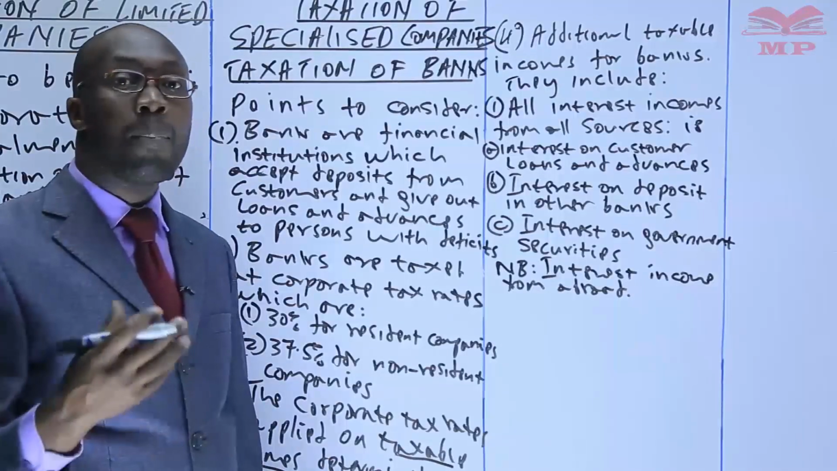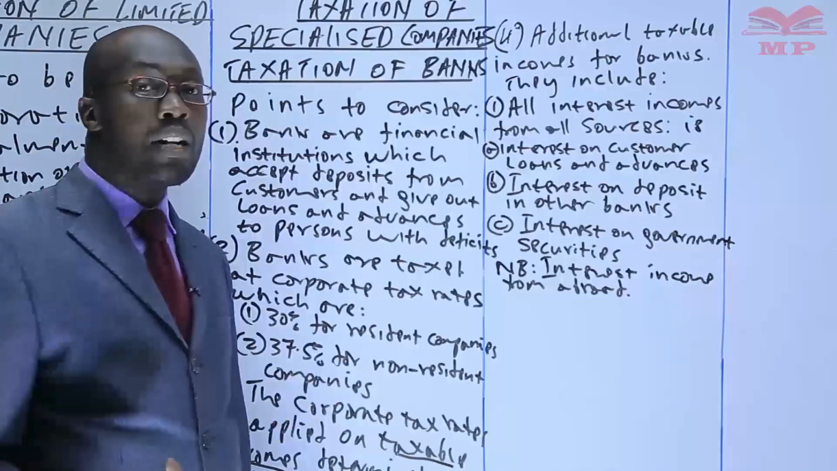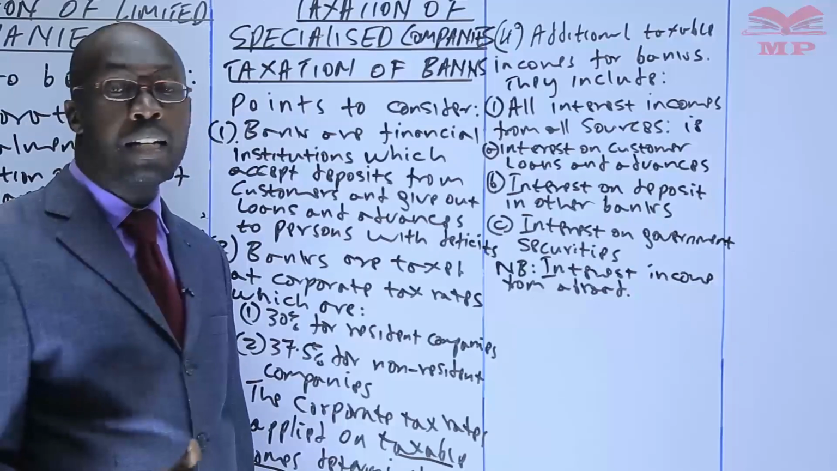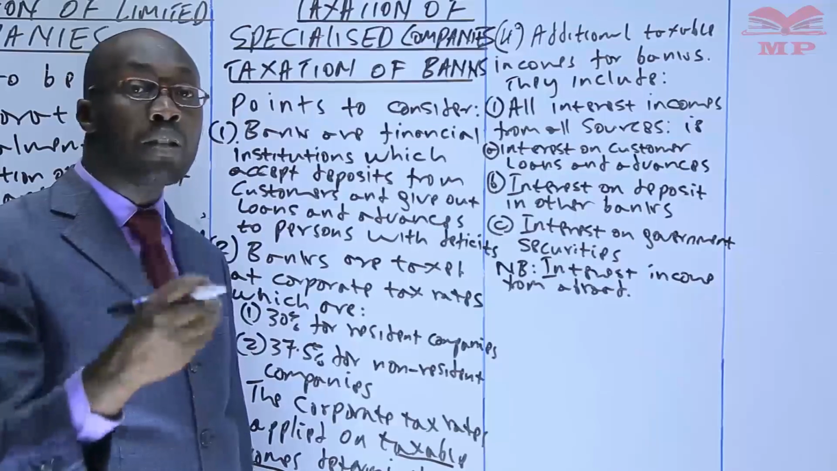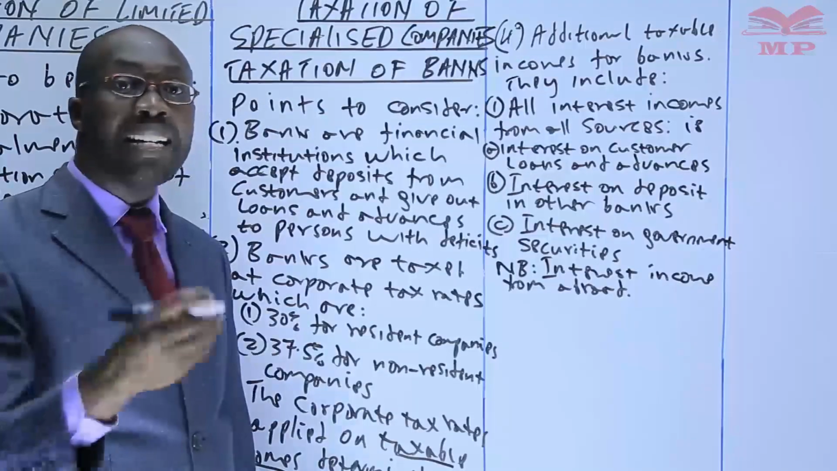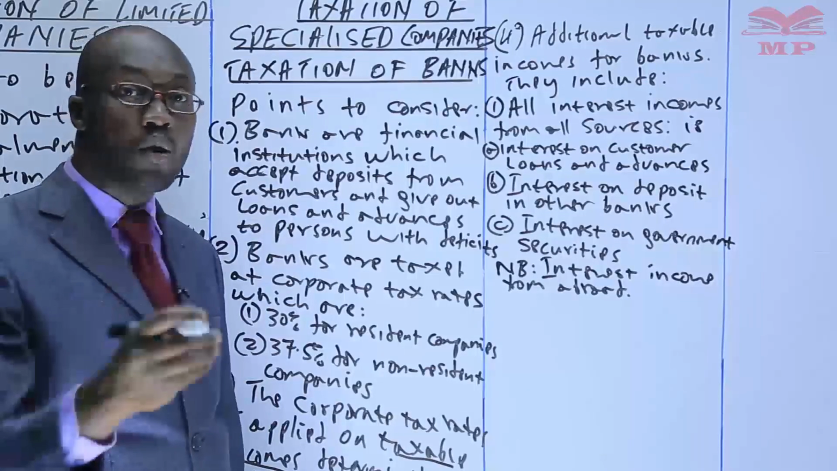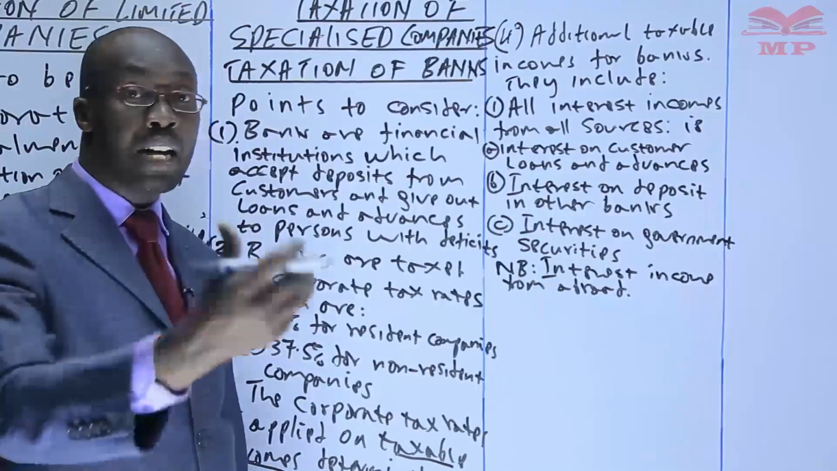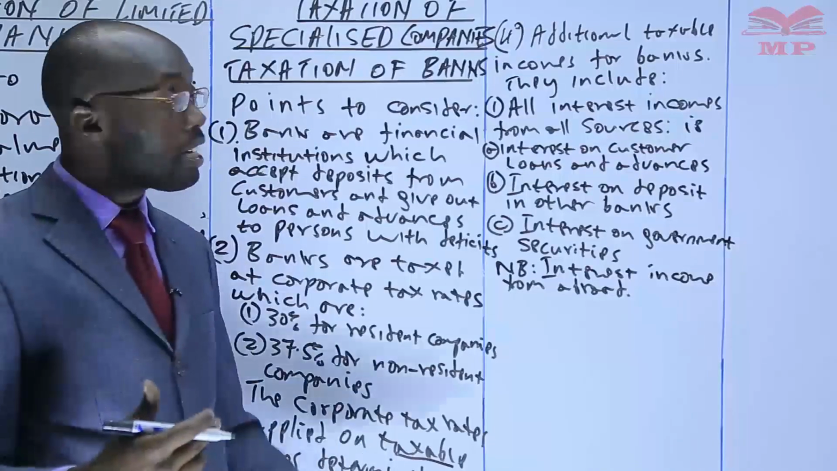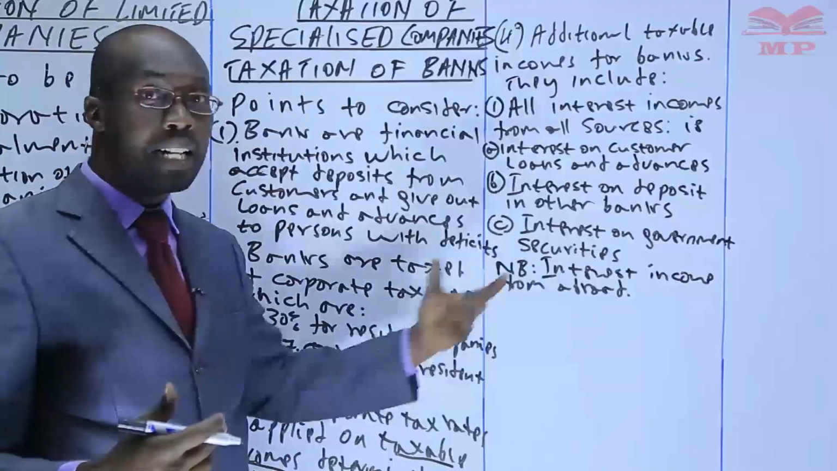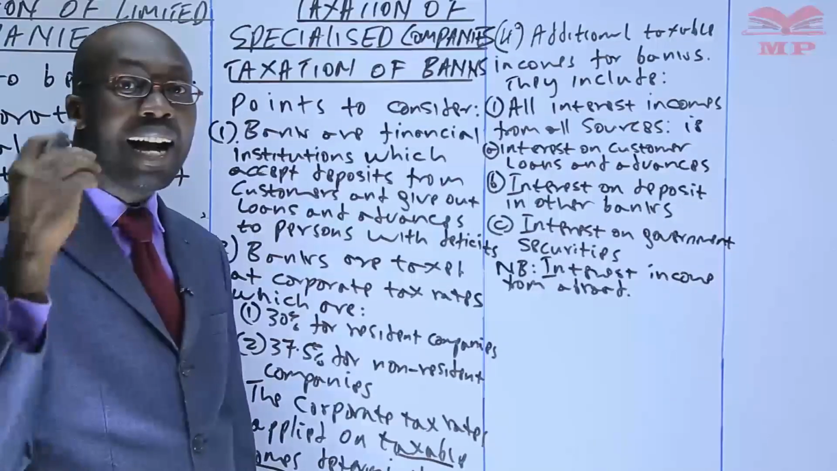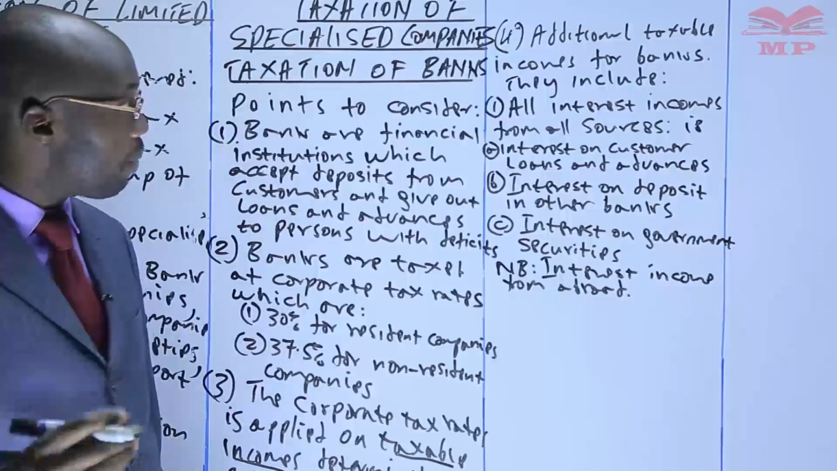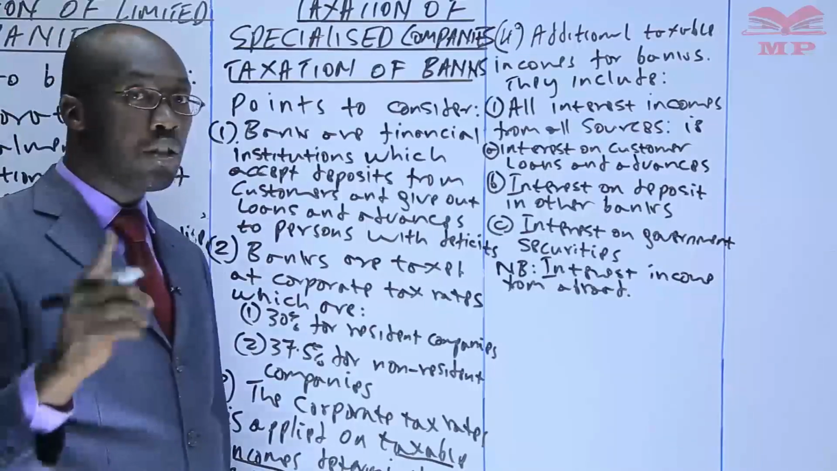So sometimes the bank can lend to the government. How does the bank lend to the government? A person can lend to the government through buying government treasury bills and bonds. We call them securities. When the bank lends to the government and gets the interest, that is usually considered to be an operating income, and it is usually a taxable operating income. So that was number 1, additional taxable income.